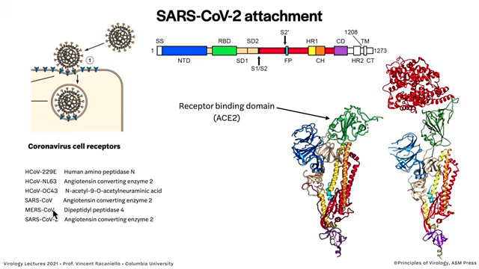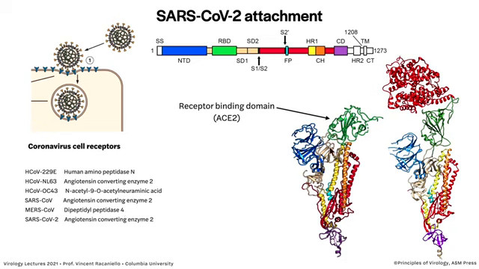We'll explore it later. And these are the receptors that they use. Human aminopeptidase N, cell surface protein for 229E. ACE2 is a receptor for NL63, SARS-1 and SARS-2. And then we have N9-O-acetylneuraminic acid. That's the same one as influenza C. And then dipeptidylpeptidase 4. And so let's explore SARS-CoV-2 attachment.